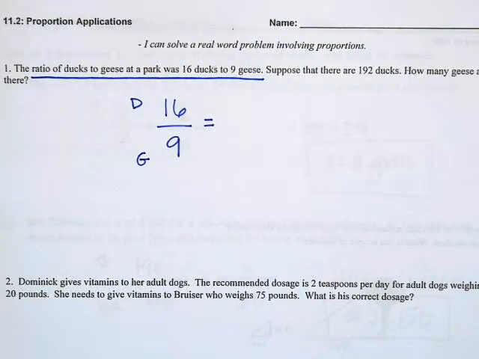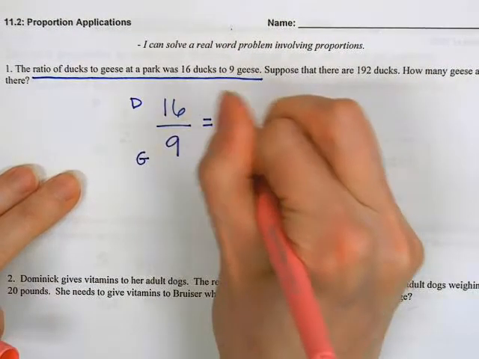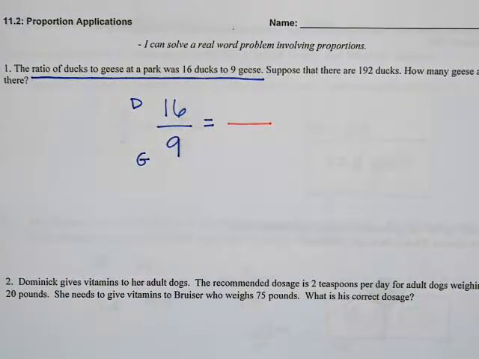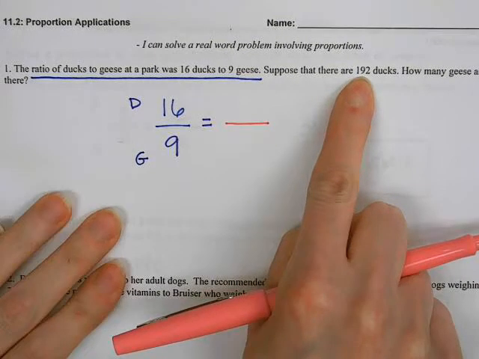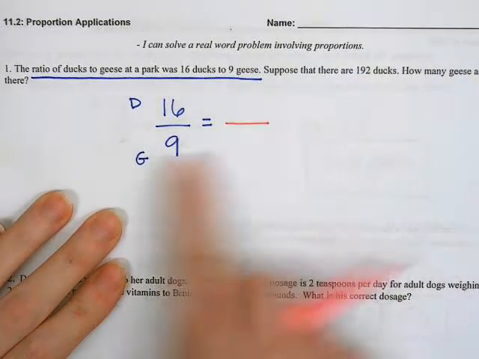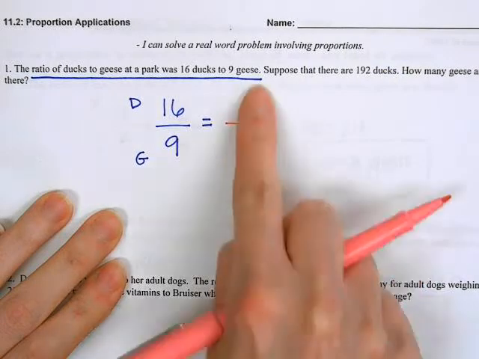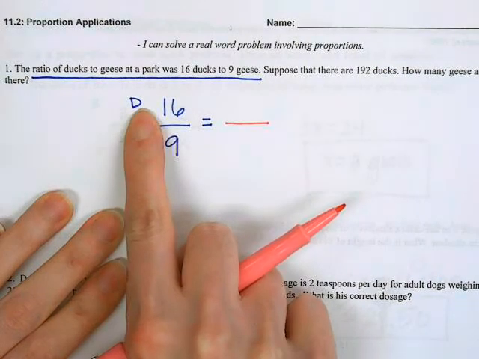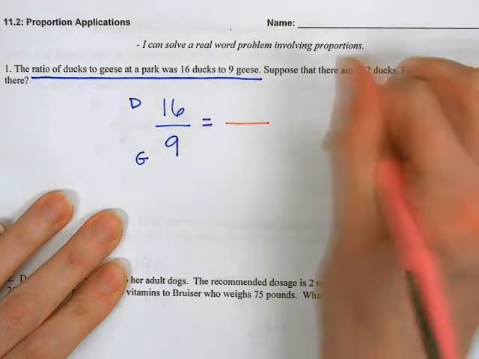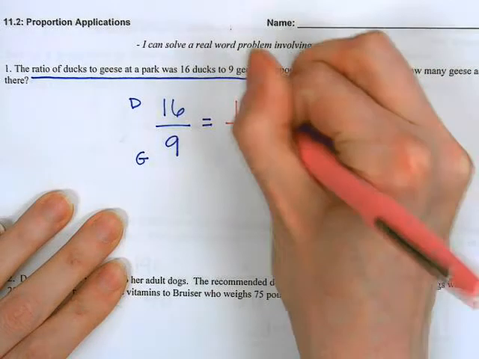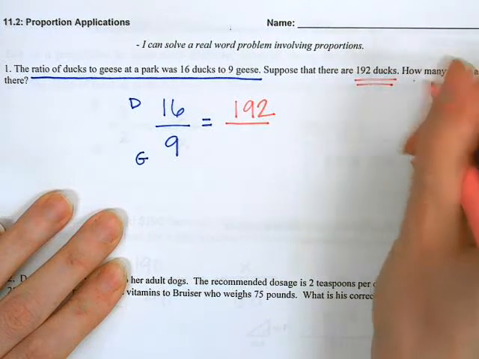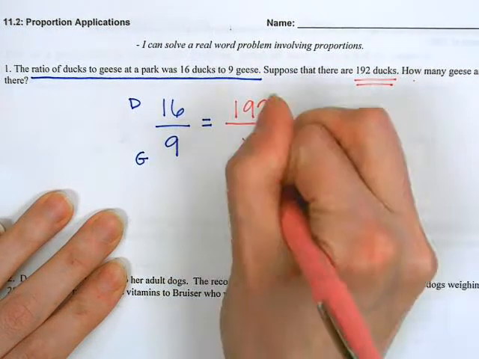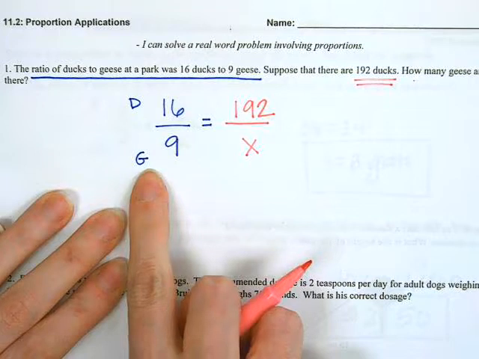And then we're going to set up a second ratio to put the new number in from the new situation. So let's say that there are 192 ducks. Now what's important is you have to put it in the right spot. So since ducks were on top, and this is also ducks, the 192 has to be on top. And then since we want to find the geese, the X will go on bottom with the geese.